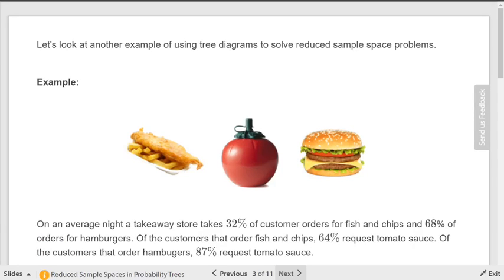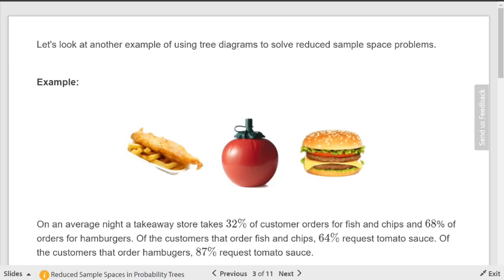So this one. Another one to solve reduced sample space problems. And again, they're not going to tell you this is a reduced sample space problem. You have to look for the keywords or phrases to tell you. On an average night, a takeaway store takes 32% of customer orders for fish and chips and 68% of orders for hamburgers. Of the hamburgers that ordered fish and chips, 64 request tomato sauce. Of those customers that order hamburgers, 87% request tomato sauce or tomato sauce. Ketchup.